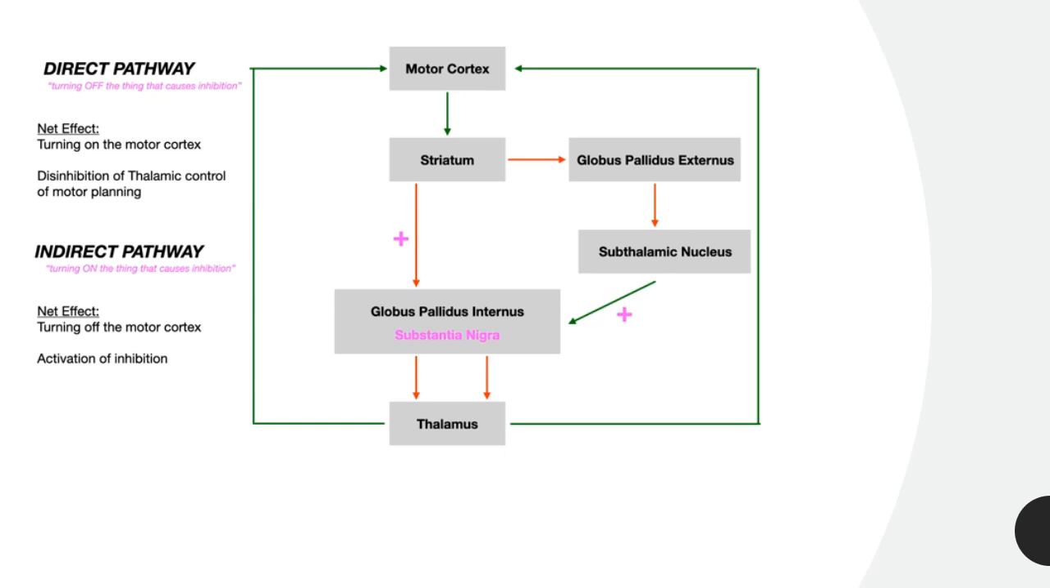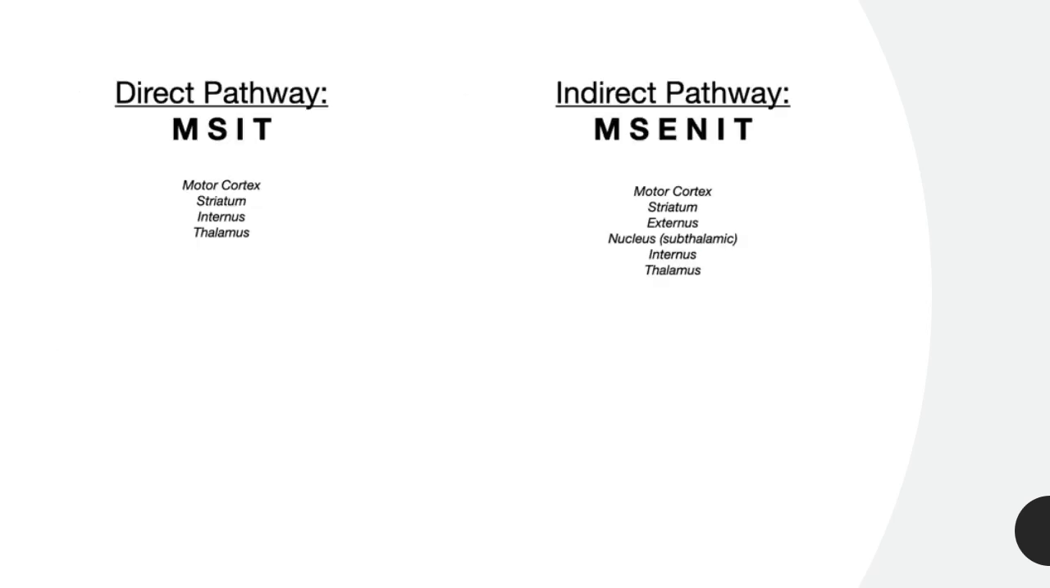So here's what you do. You write MCIT, right? MCIT. M for motor cortex, S for striatum, I for internus, right? Globus pallidus internus, and T for thalamus. Okay? That's what you write for both direct and indirect. And there's one difference between these. In the indirect pathway, you add in the middle. Okay, so it's still MCIT, but in the very middle, smack middle between the S and the I, you add in because the indirect pathway adds in.